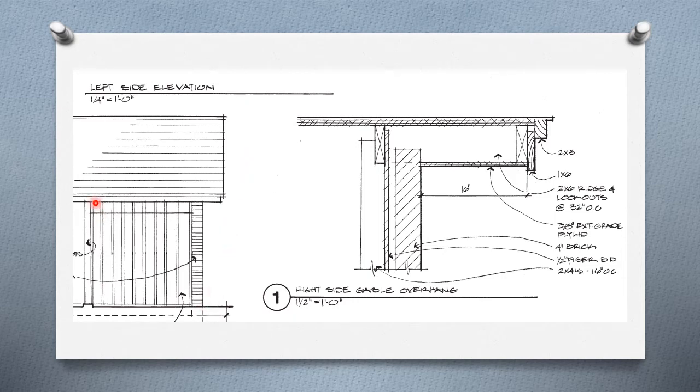Here my left side elevation is drawn to a scale of 1/4 inch equals 1 foot, but my right side gable overhang, a detail, is drawn to a scale of 1.5 inches equals 1 foot. Again, just a reminder to always check, because all items on a drawing may not be drawn to the same scale.